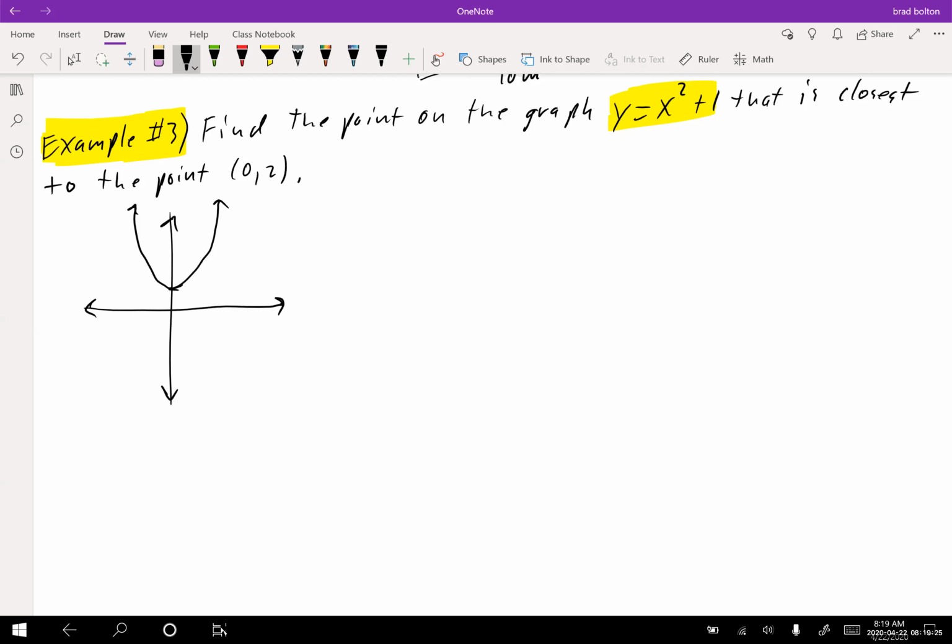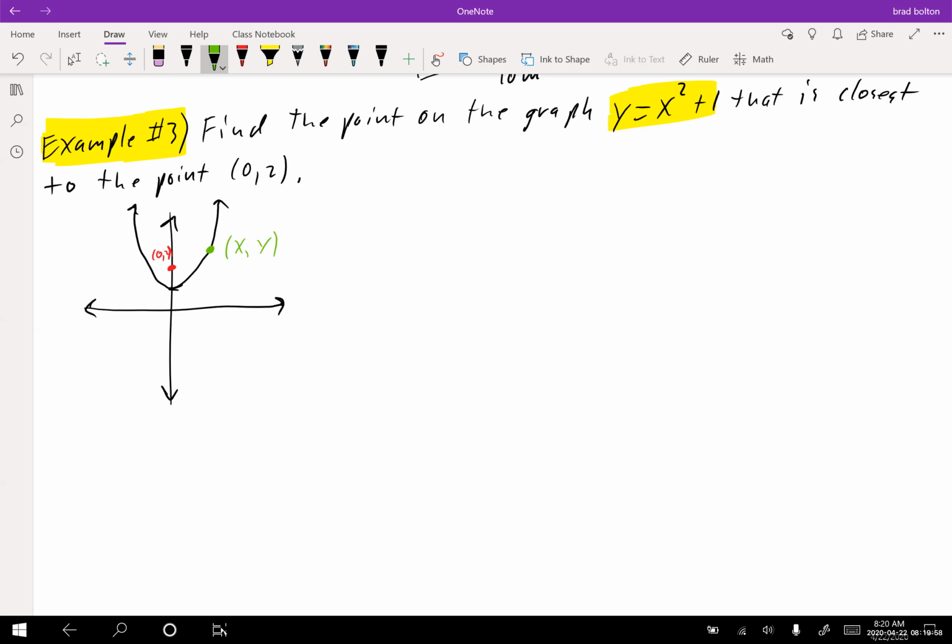All right. And they say find the point on the graph of y equals x squared plus 1. So there's some point on the graph, let's say right here, and it's going to be closest to the point 0, 2. So we have our point 0, 2, which is right about there. Now, here's the thing. They want to know the point on the graph that is closest to that point. So I need to come up with a name for this point. I'm going to call it x comma y.